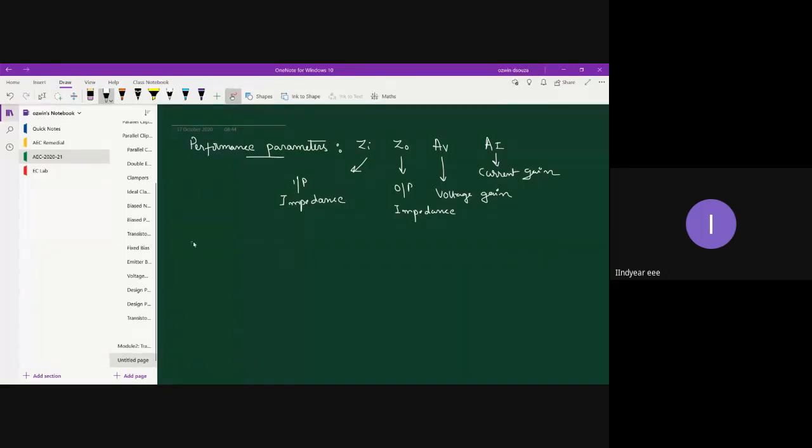The other day we proposed two RE models. The first RE model was for the common emitter configuration. So let's try to extract a few details related to the common emitter configuration. First, let me draw the common emitter configuration.